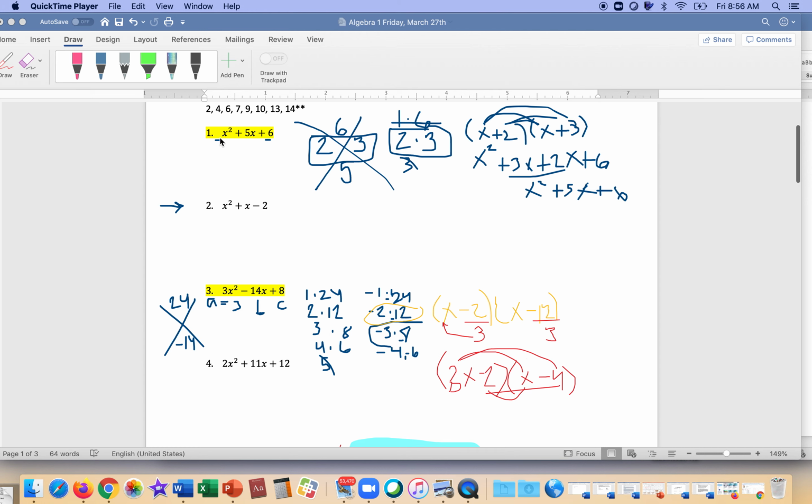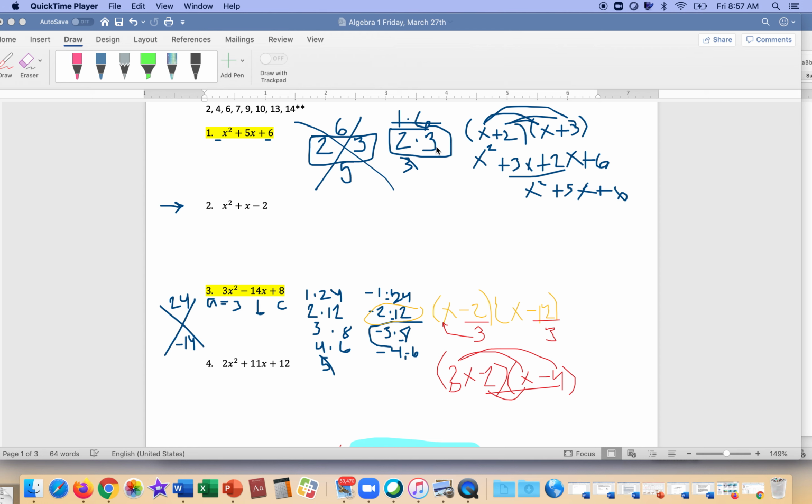You are looking for a combo that multiplies to A, which is 1, times C, which is 6. Here we go. That adds to B, 5. So the combo that we found is 2 and 3, right? You can start to make a list. 1 and 6, 2 times 3, 3 times... there's no integer, right? That multiplies to positive 6. Since I know all values are positive, I'm only dealing with positive numbers.